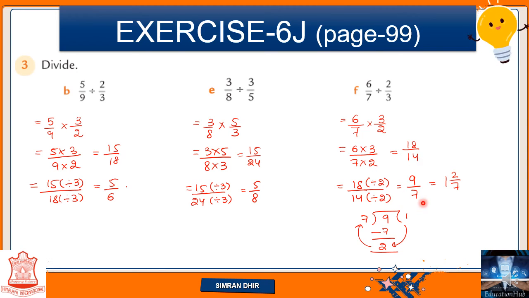So we are going to convert this into mixed fraction and जब हम divide करेंगे 7 will be outside, 9 will be inside. 7 one time will be 7, so remainder will be 2. So how we are going to write the answer? 1 2 by 7. 1 will be the whole number, 2 by 7 will be the fraction, and 1 2 by 7 will be the answer. I hope this is clear to you.